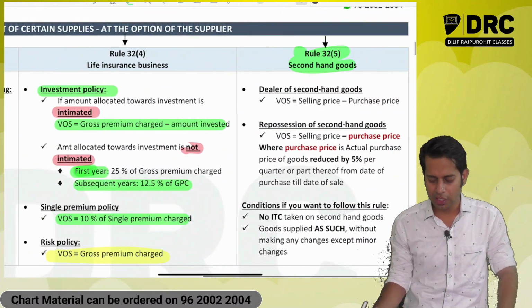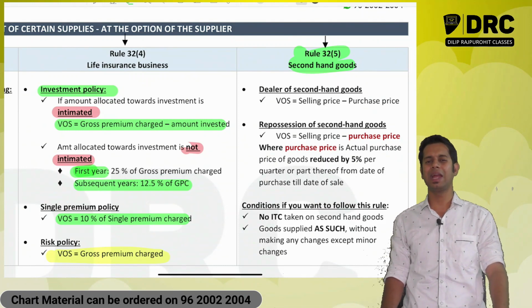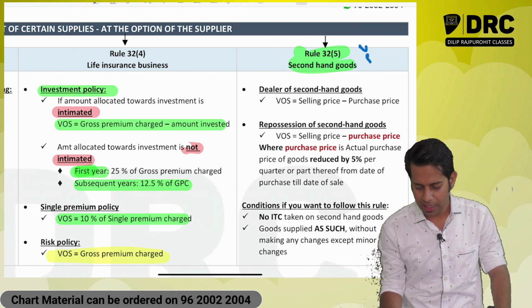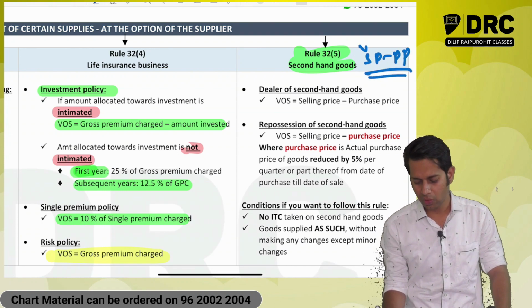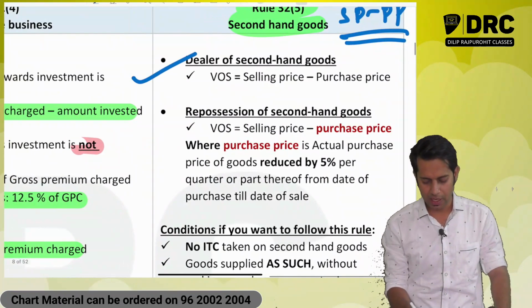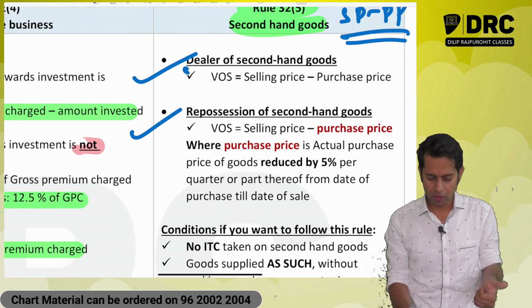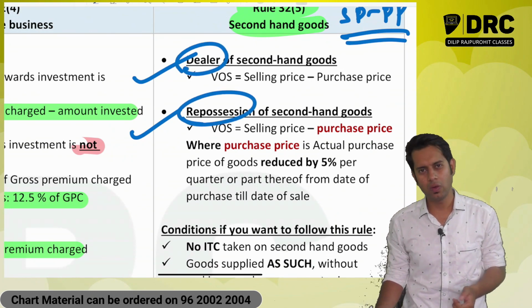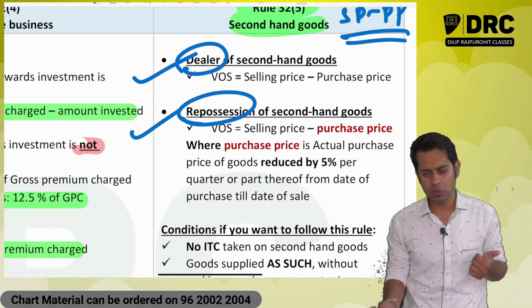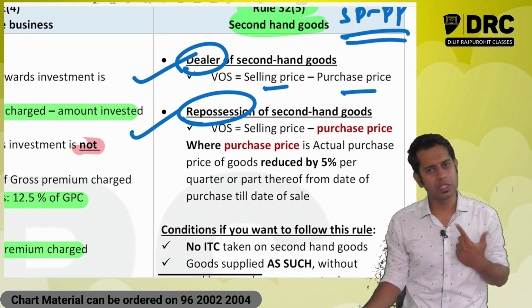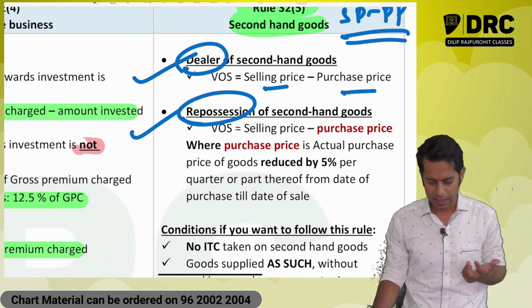Then rule number 32 sub rule 5 is applicable for second hand goods. For second hand goods, what is the value of supply? For second hand goods, the value of supply is selling price minus purchase price. It is what, sir? Selling price minus purchase price. Now two possibilities are there. You can be a dealer of second hand goods, or it is a case of repossession of second hand goods. Now if you are a dealer of second hand goods, what is the value of supply? Selling price minus purchase price. If you are a repossessor of second hand goods, what is the value of supply? It is also selling price minus purchase price.